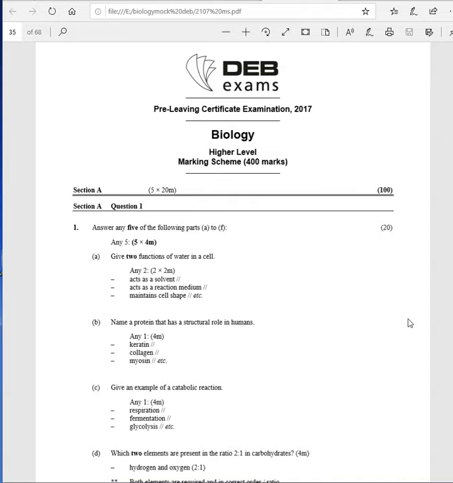Okay, give an example of a catabolic reaction. So catabolic reactions are reactions where you go from big substances to smaller substances. So the examples they've given you are respiration, fermentation, which is your anaerobic respiration, or glycolysis.